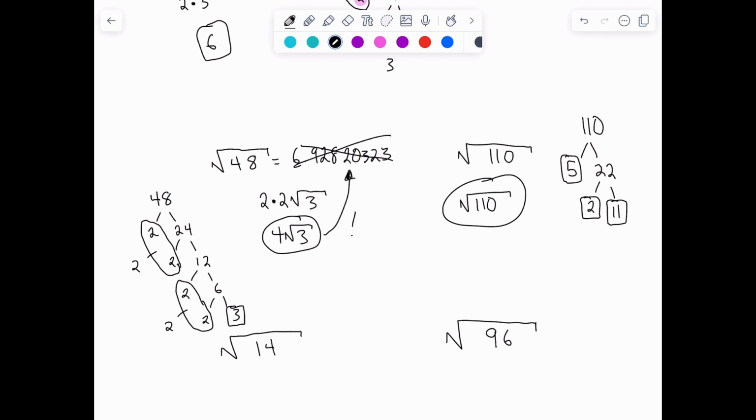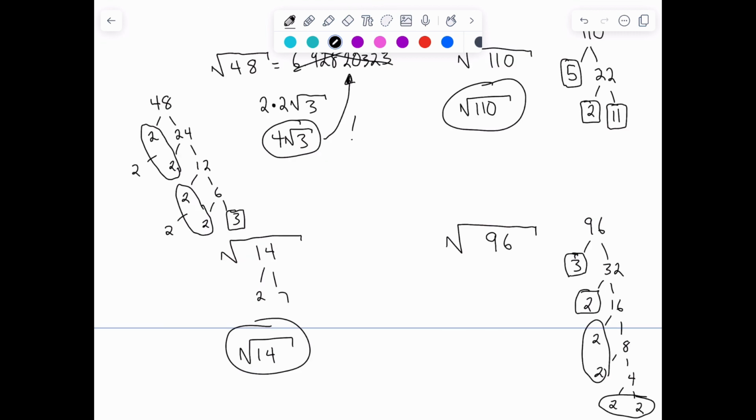And I got 2 and 16. Here, I'm going to have 2 and 8. Here, I'm going to have 2 and 4. And then here, I'm going to have 2 and 2. So now I'm going to circle pairs that come out. I have a pair right here. I have a pair right here. And I'm going to box the ones that stay in. Okay, we're talking about multiplication.